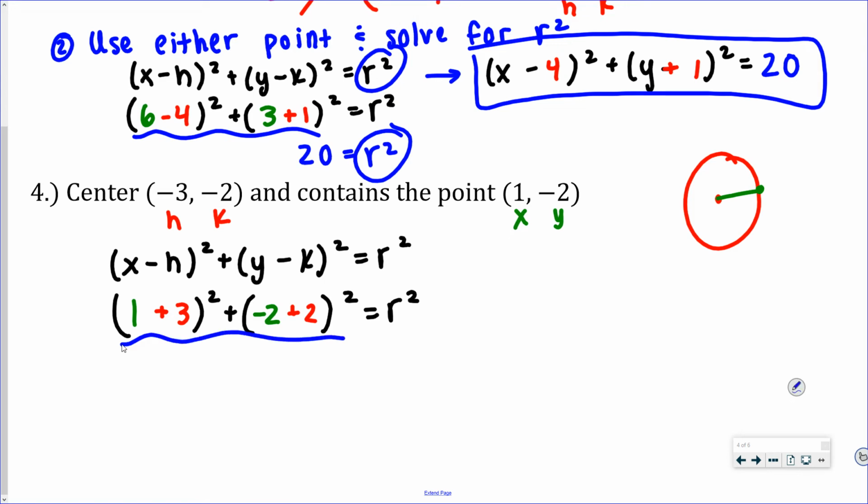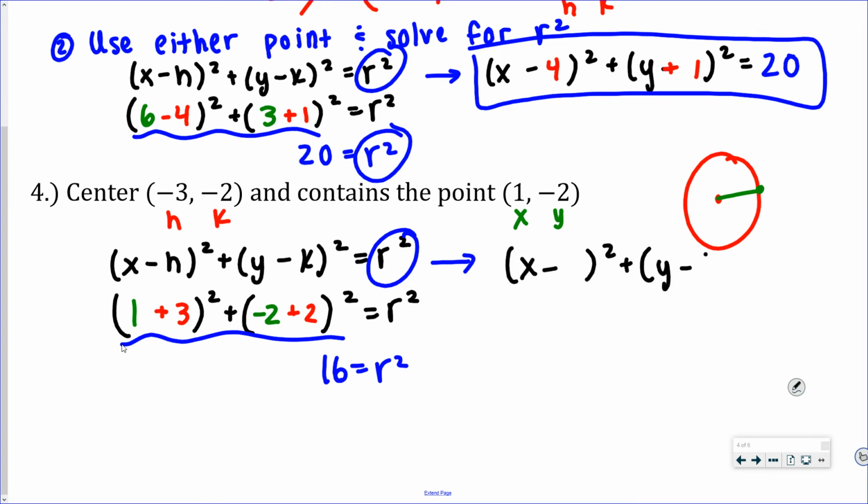Let's do this in our head. 4 squared, 16. 0 squared, 0. 16 is r squared. Meaning my radius would be 4 if I were to ask that, but I really don't even need to know that to write my equation. I just need to know my center, and I need to know r squared, which is 16. And plug in my center.